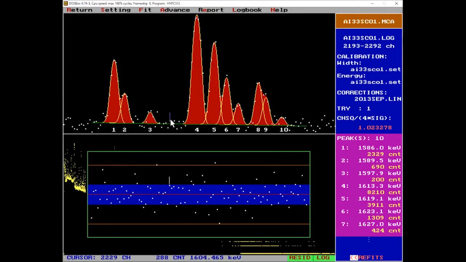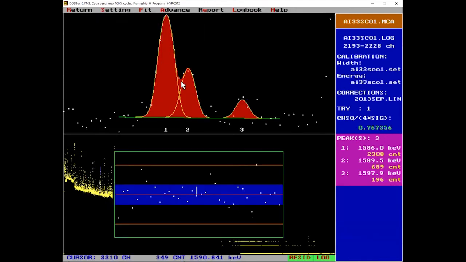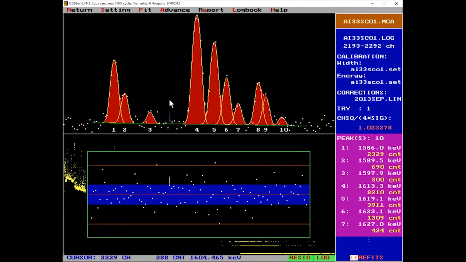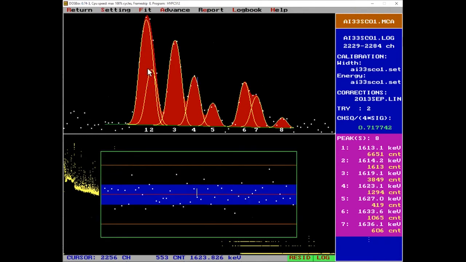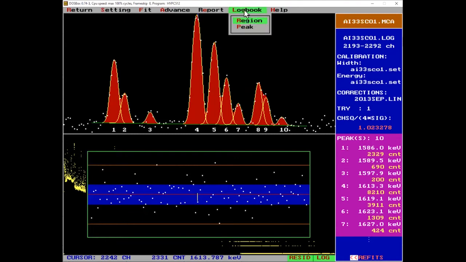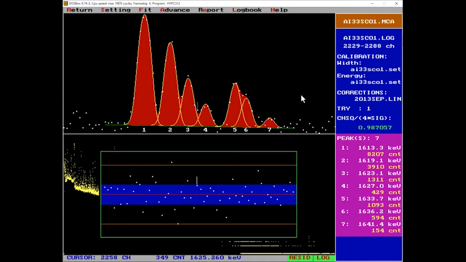Improving can be done by adding peaks or removing peaks or splitting the region into two halves, which is usually helpful. So then I split and fit separately the first half, and in the same way I do the second half. And now I can remove this original region. And now both regions are satisfactory in fitting quality.